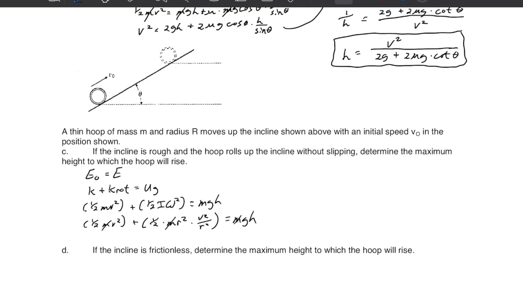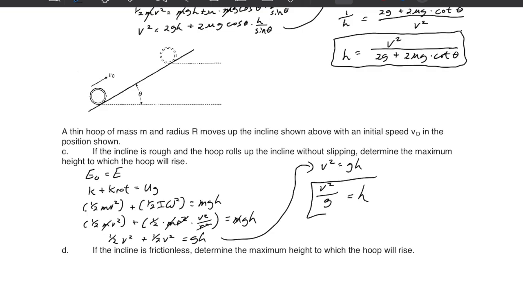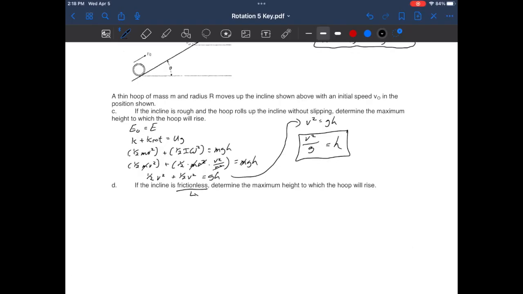We're going to cancel the m's out, and the R squares cancel out as well. Makes things simple. I've got 1/2 V squared plus 1/2 V squared is equal to GH. Well, 1/2 of V squared plus 1/2 of V squared is a whole V squared. So I've got V squared is equal to GH. What are we solving for? I kind of forgot already. For the height, right? So divide G to the other side, V squared, which really should be V naught squared, shouldn't it? Did I fix that? Who knows? V naught squared over G is your H.